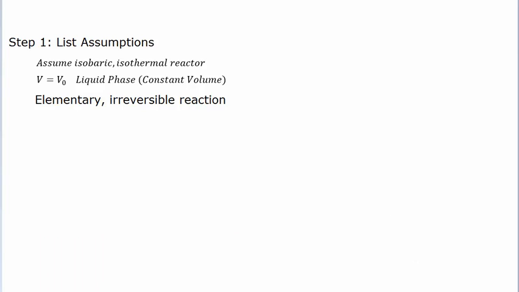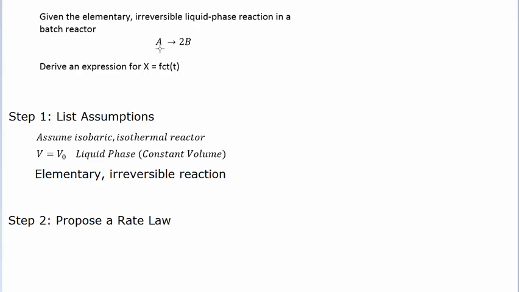So now that we have these assumptions, the next thing we do is propose a rate law. Well, we're going to assume it's elementary and irreversible, so we're simply going to say the rate depends on the reactant concentration raised to its stoichiometric coefficient. In this case, it's going to be 1. So the rate law is going to be very simple. The consumption of A can be written as the rate constant in the forward direction times the concentration of A raised to its stoichiometric coefficient, which is 1. So this will be our rate law.